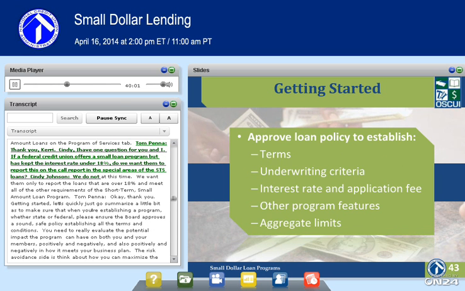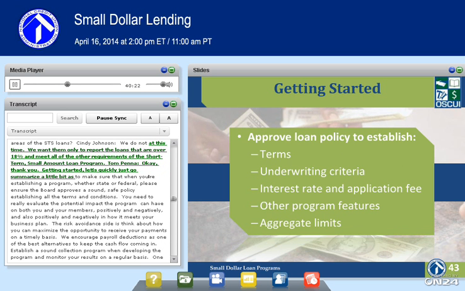Thank you, Carrie. Cindy, I have one question for E&A. If a federal credit union offers a small loan program but has kept the interest rate under 18%, do we want them to report this on the call report in the special areas of the STS loans? We do not at this time. We want them only to report the loans that are over 18% and meet all the other requirements of the short-term small amount loan program. Okay, thank you.